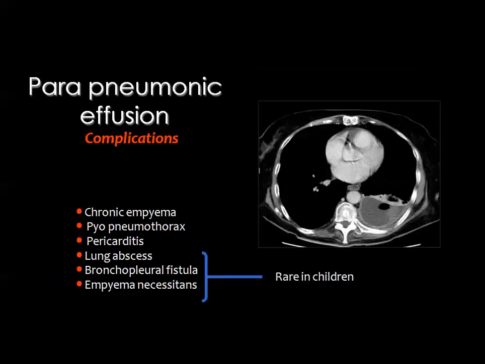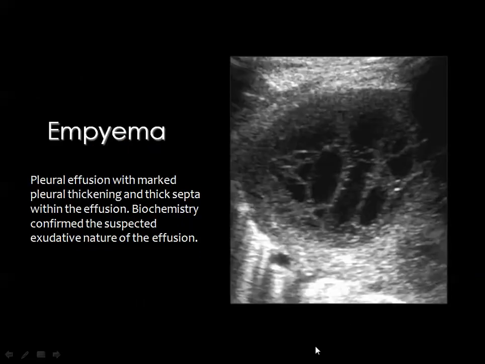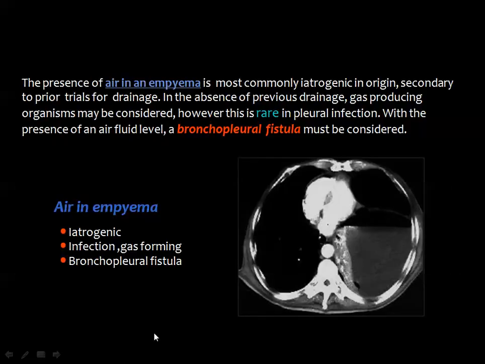And as I have mentioned, the development of lung abscess, bronchopleural fistula or empyema necessitans are rare complications in children. This is once more an ultrasound of an empyema, nicely demonstrating the encysted collection with multiple internal septations.